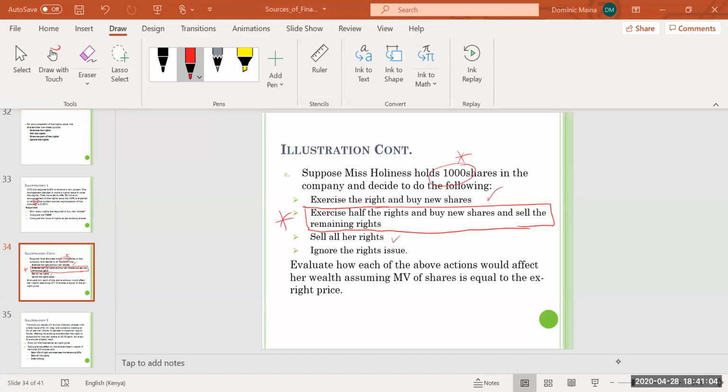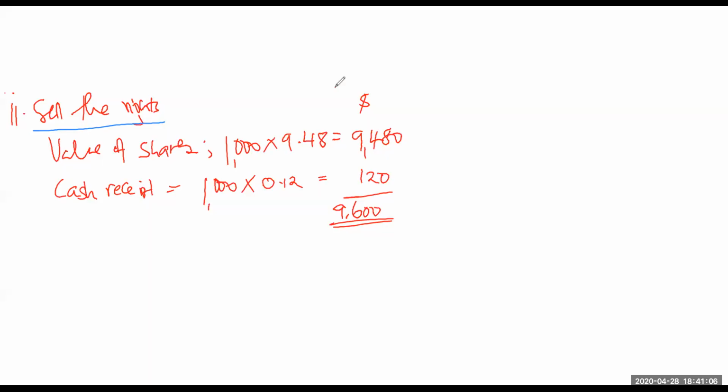If that happens, and you want to buy shares using half of the rights to be offered to you, and sell the other half to a third party, what happens in that context? Let me just call it half. You take half, you buy the shares, and the other half you decide to sell.